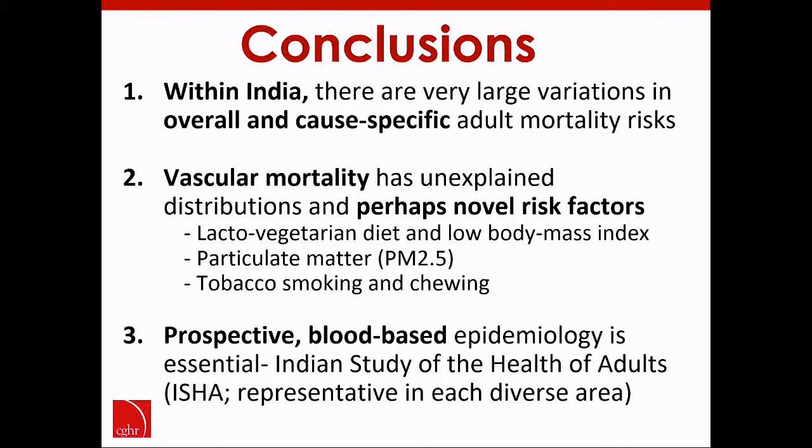The broad strategy that we're outlining in India, which involves doing nationwide mortality studies that are representative of the population, to try to identify key questions that then can be pursued with prospective blood-based epidemiology, might well be relevant. So I'll give you some preliminary data from India in terms of what we're finding. And the first conclusion is there are extraordinarily large variations in disease and the types of disease within India.